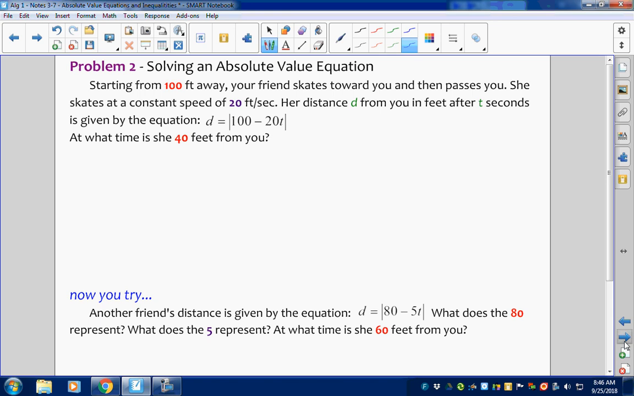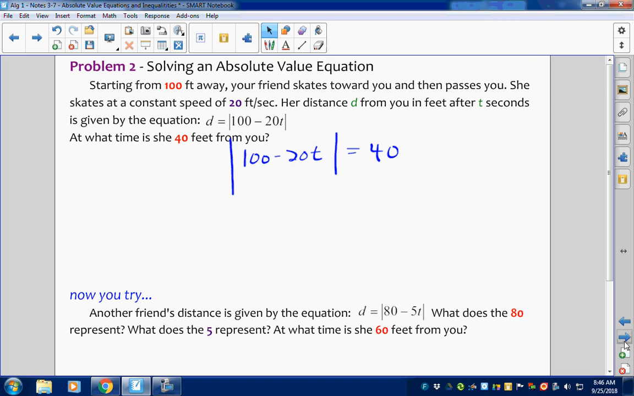Let's find both of the values, because she's eventually going to get to me, past me, and then be 40 feet away from me somewhere down the road here after several seconds. Let's see what that is. So take the 100 minus 20t in absolute values, set it equal to 40, and then solve.